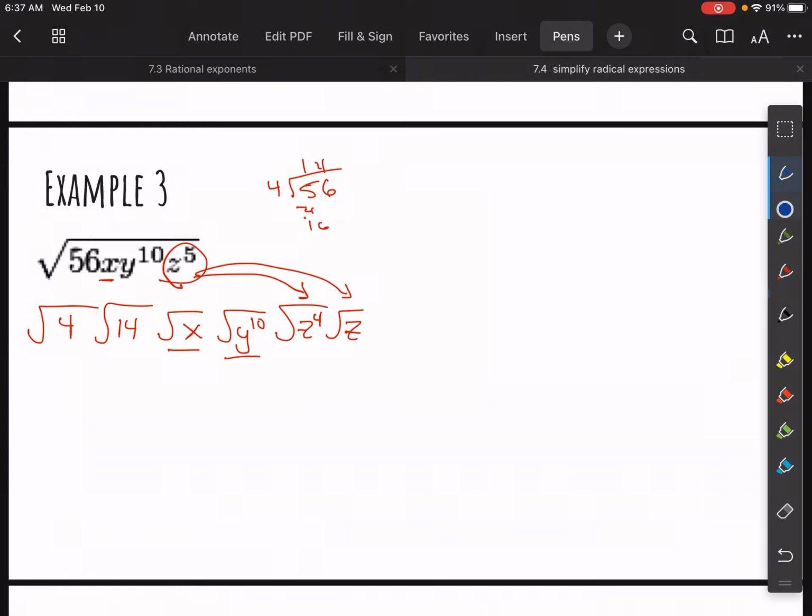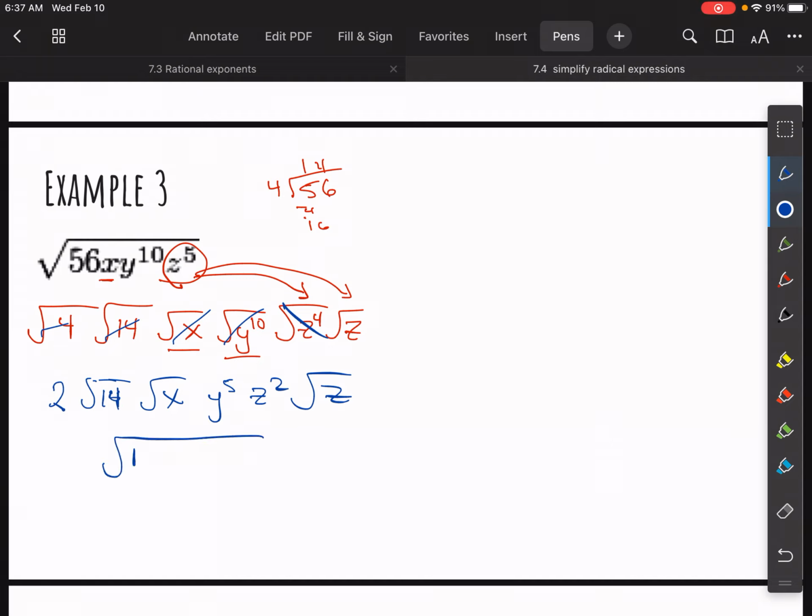Okay, now when I do this, let's look at this. So we have the square root of 4, which is 2. Okay, so I'm just simplifying this. 2, square root of 14 can't be simplified further. And then I have the square root of x that can't be simplified. But then the square root of y to the 10th is just y to the 5th. Okay, so I'm done with that one. And the square root of z to the 4th is z squared. And then I still have the square root of z. Anything that is still inside the radicand stays in. So it's 14xz. Okay, dealt with those. And then on the outside I have 2y to the 5th z squared.